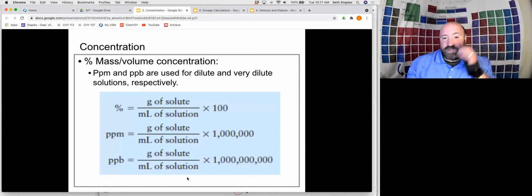For very dilute solutions, and you see this more often in environmental applications, if you're looking at how much arsenic is in your well water, a very common thing that's looked at in Maine, we use ppm and ppb for our units. ppm and ppb still really is a mass to volume percentage, only now we multiply by 100 to get to our percent mass to volume.